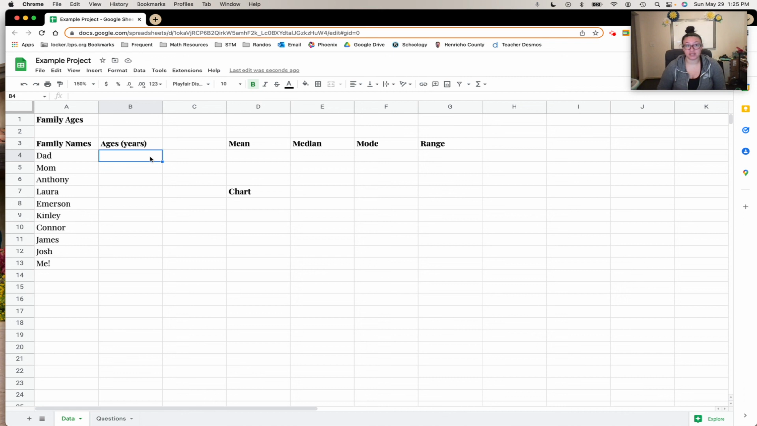Then I need to type in their ages. So my dad is 64, my mom is 59, my older brother is 32, so is his wife. They're actually born 2 days apart. My niece Emerson, her 6th birthday is on June 1st, so it's almost her birthday, so I'm going to give her 6. Her sister Kinley is 3. Their brother Connor is 3 months old, so he is 0.25 years old.